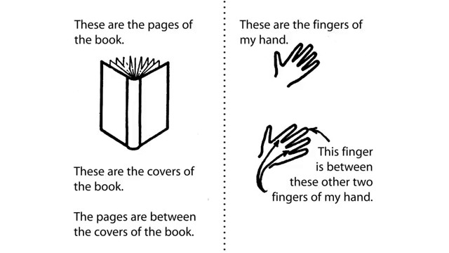These are the pages of the book. These are the covers of the book. The pages are between the covers of the book. These are the fingers of my hand. This finger is between these other 2 fingers of my hand.